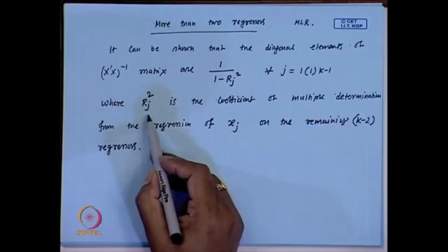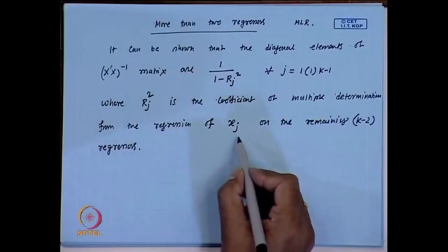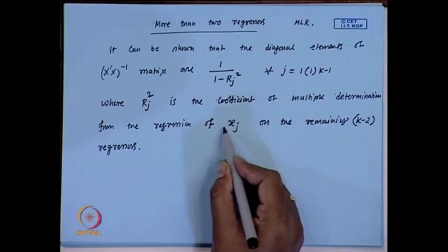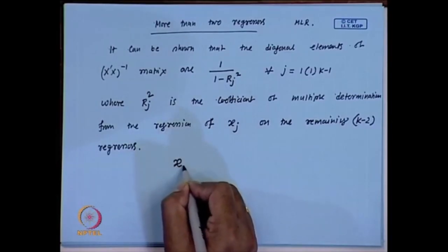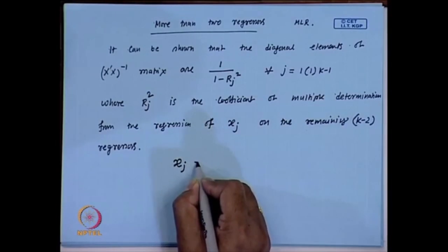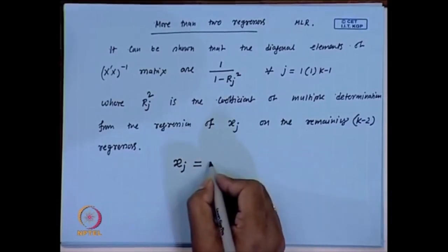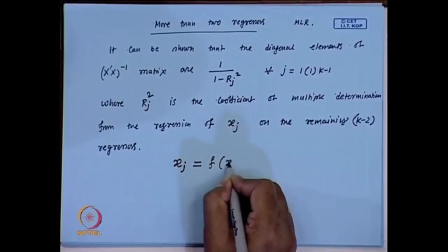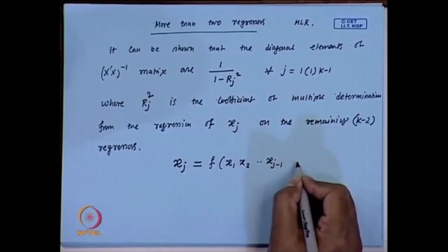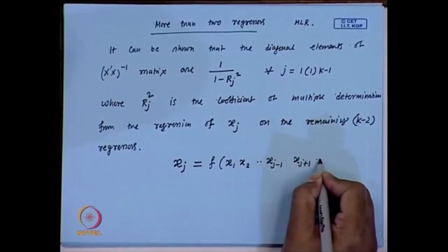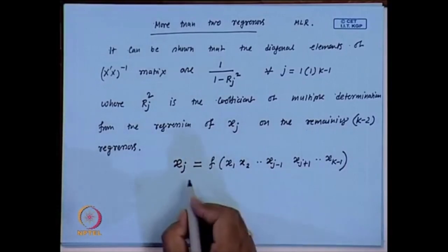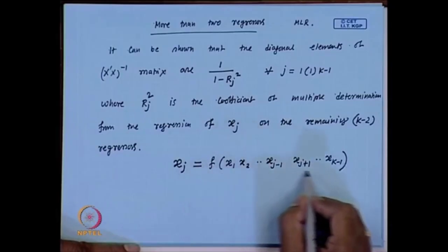But here this Rj square is the coefficient of multiple determination from the regression of xj on the remaining regressors. That means the multiple linear regression model is between xj and the remaining regressors. So here xj is expressed in terms of the remaining regressors, say x1, x2, xj minus 1, xj plus 1, xk minus 1.